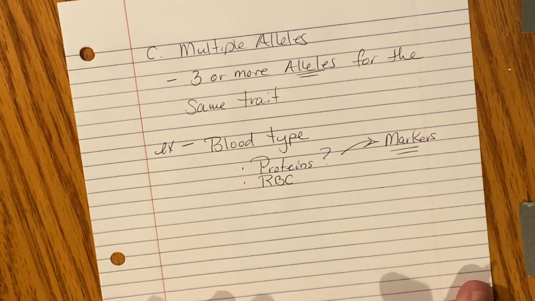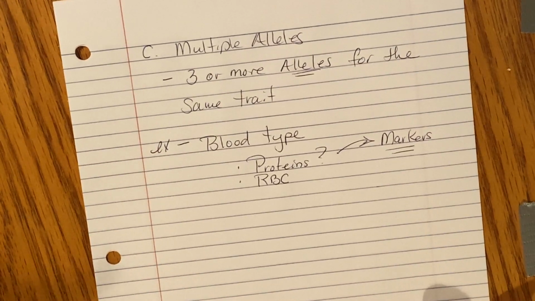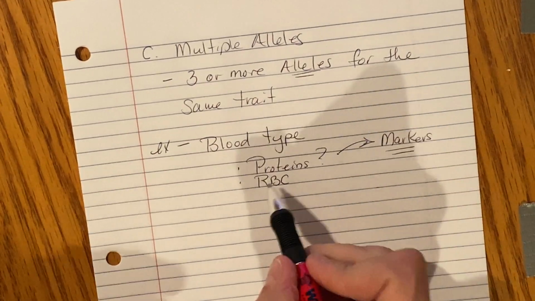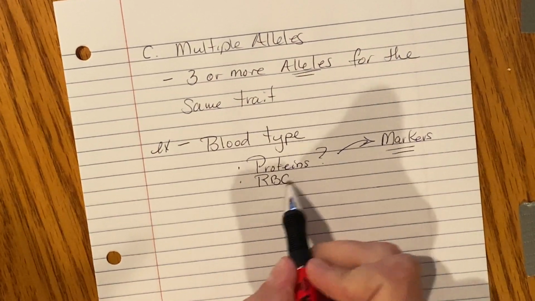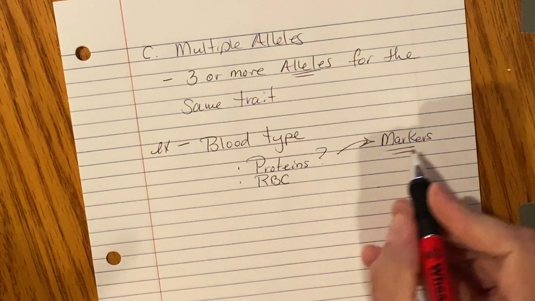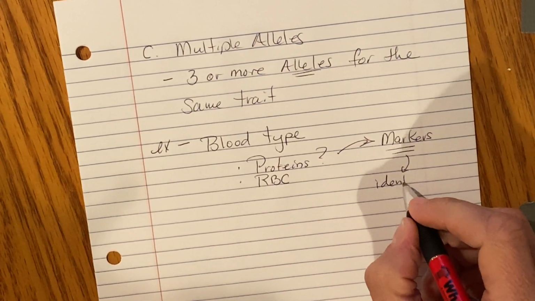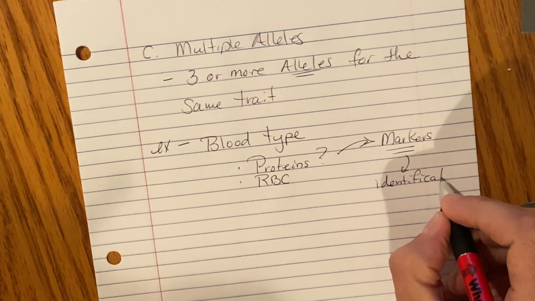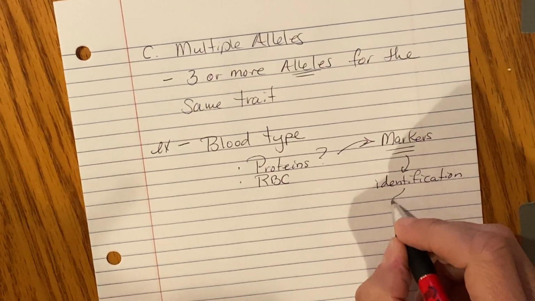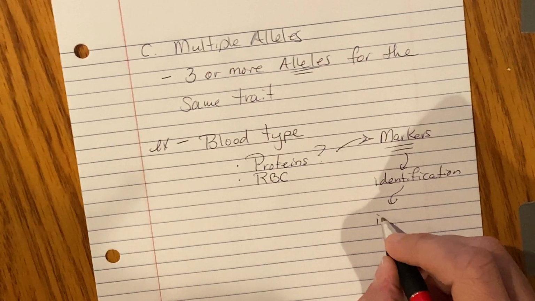And you're going to learn about this next year in 9th grade with Mrs. Walzer when she talks about cell surface proteins. The cell surface proteins on the surface of a red blood cell are markers, and they provide identification. And this identification becomes very important to your immune system.